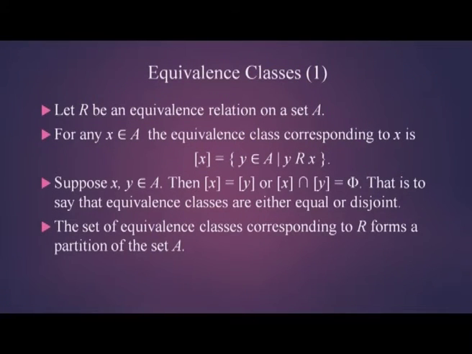Fact that we prove is that the set of equivalence classes corresponding to an equivalence relation R on a set A partitions the set. For that, we have to first recall what we mean by partition. A partition on a set is a set of subsets of that set which are mutually disjoint and which covers the whole set.